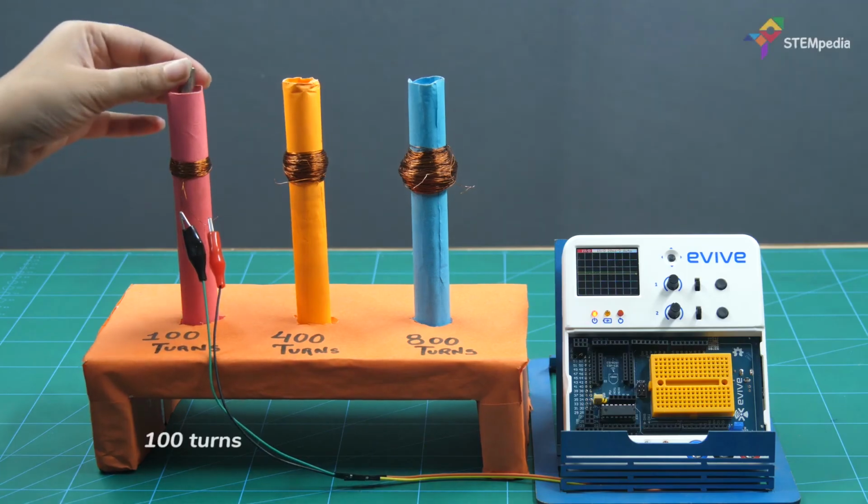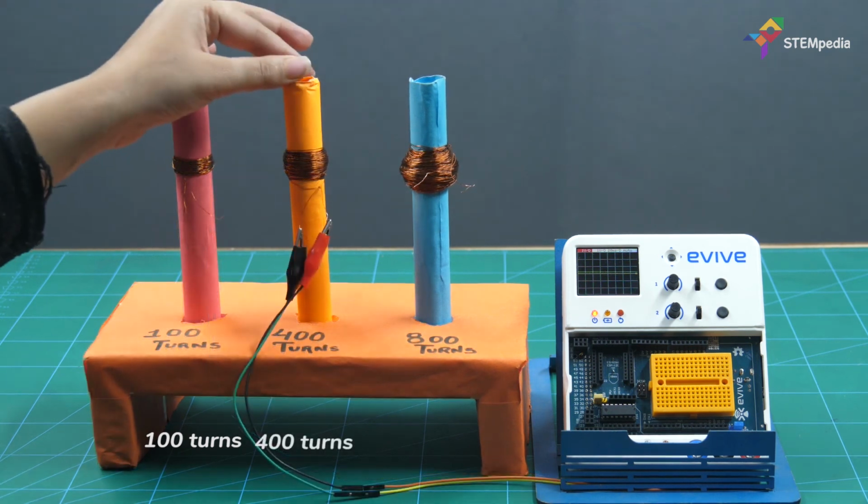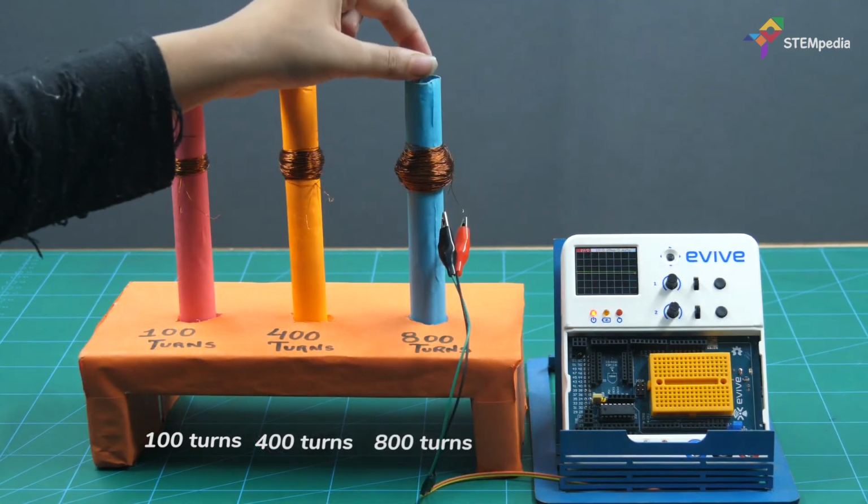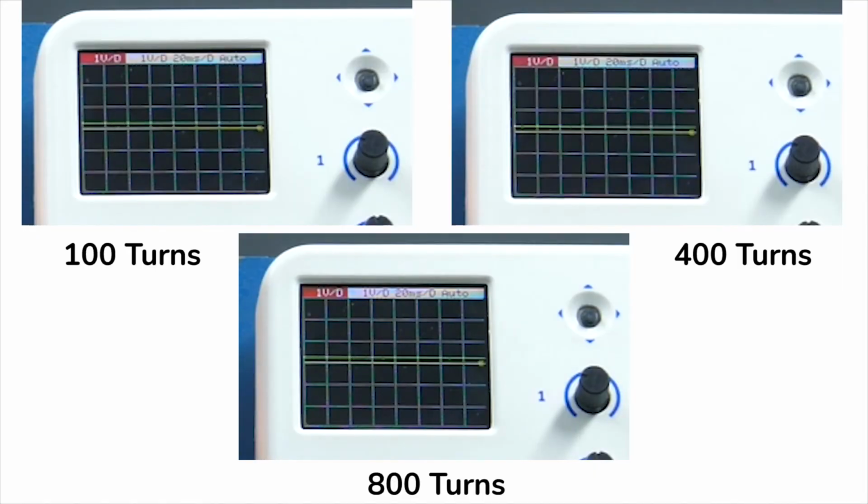Here we have solenoids of 100 turns, 400 turns and 800 turns respectively. You can compare the graph generated by the different solenoids.